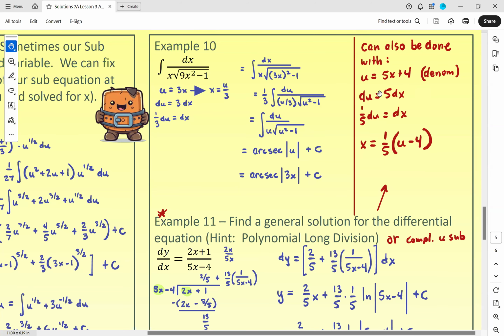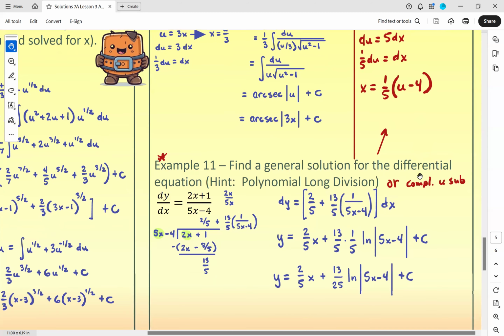You got your du, you got your dx equals 1/5 du. The complete u-sub manipulation tells us that x is replaceable with 1/5 times u minus 4, which you could then slide back in on the top. I'm not going to go any further with it though, because it does get rather complicated even if you know how to start. And there is a quicker way to do this problem. So it's probably good to be aware of how you could use a u-sub here, but I would prefer that you go with the easier way to do the problem, which involves polynomial long division.